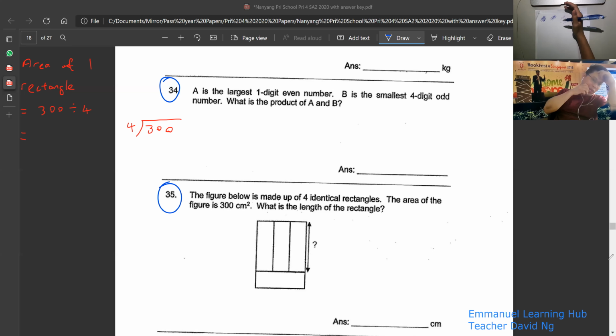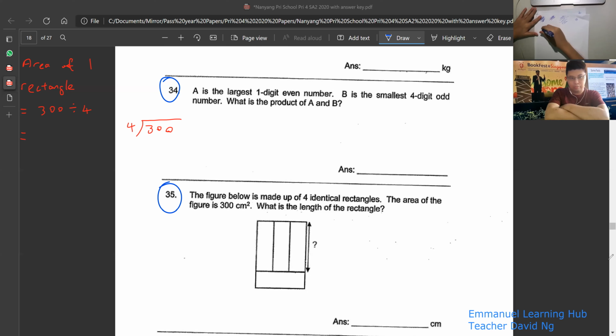Eight times 4 is not 28. 8 times 4 is 32. So it should not be 8. It should be 7. Yes. Your multiplication timetable, I told you to memorize.